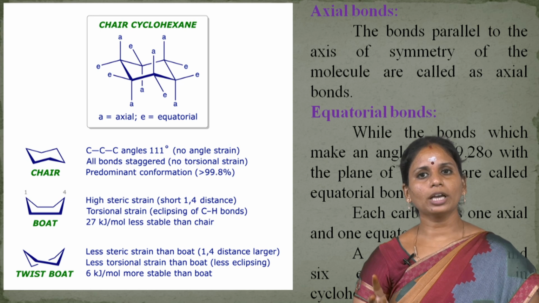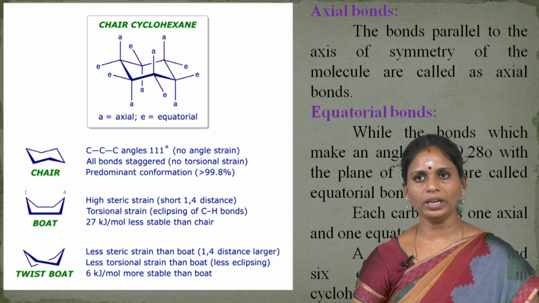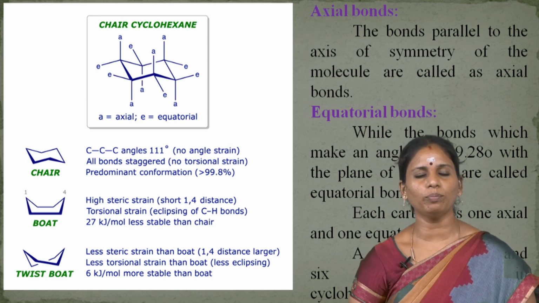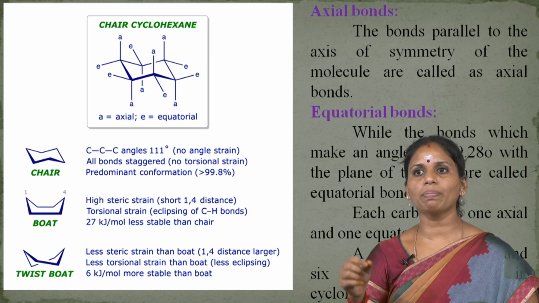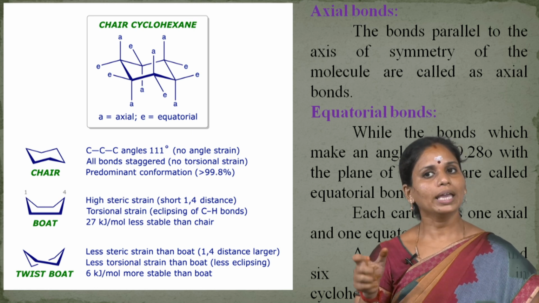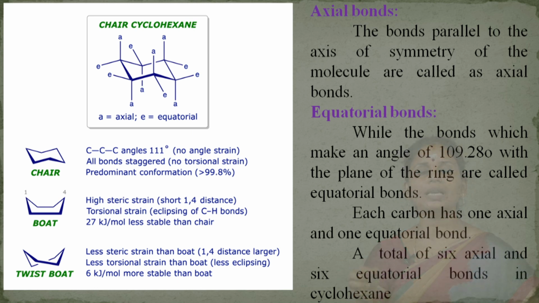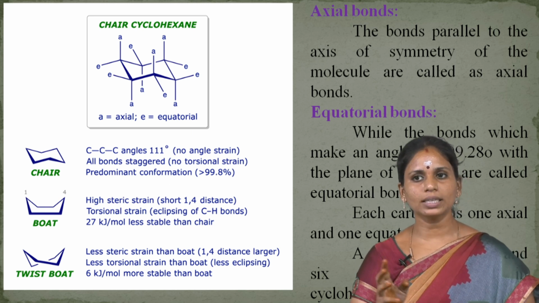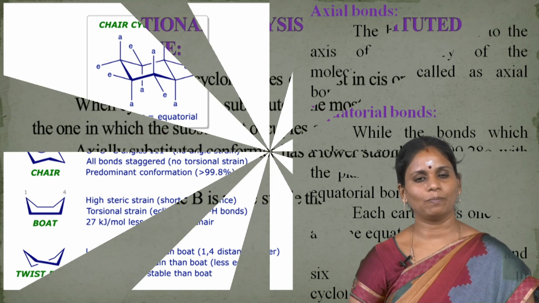So what are the two types of bonds present in this chair conformation? Axial bonds and equatorial bonds. Axial bonds are the bonds parallel to the axis of symmetry of the molecule. Equatorial bonds are the bonds which make an angle of 109.28 degrees with the plane of the ring. Each carbon has one axial bond and one equatorial bond. On the whole, there are 6 carbon atoms in cyclohexane, so totally 6 equatorial bonds and 6 axial bonds are there.